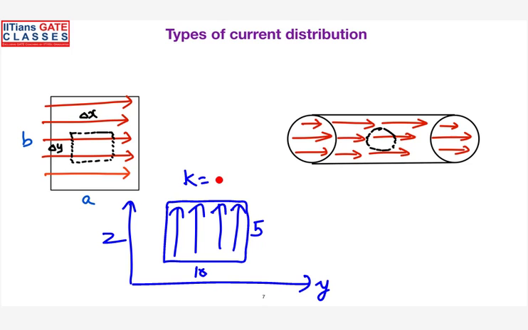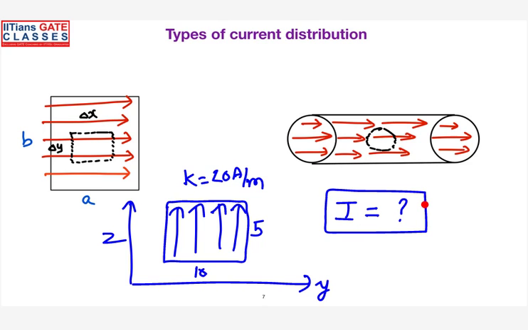So you know the definition of current density right now. Considering the current density, I want the total current enclosed in the entire sheet. How much total current is carried by the entire sheet? What will be the answer? You can try to do the calculation and tell me the answer. Is it 200 or 100?